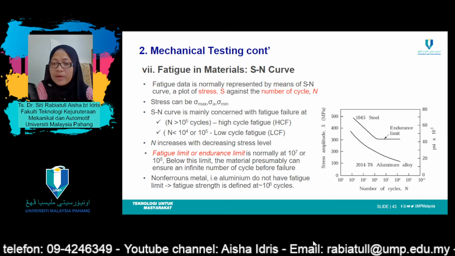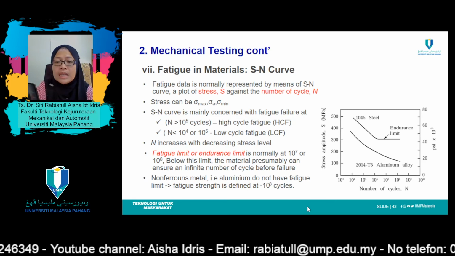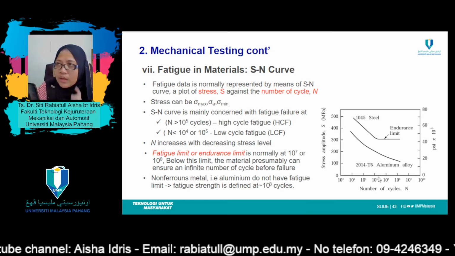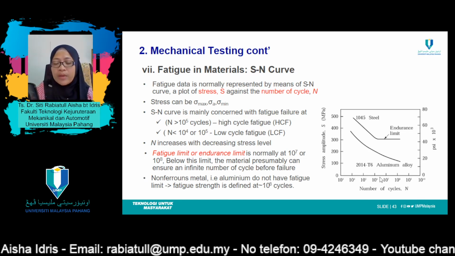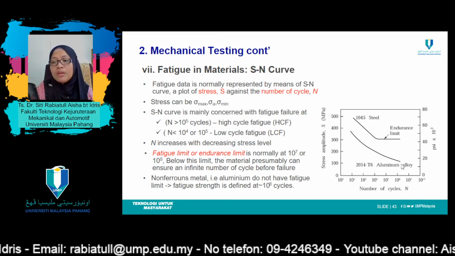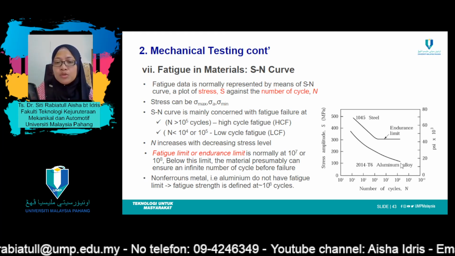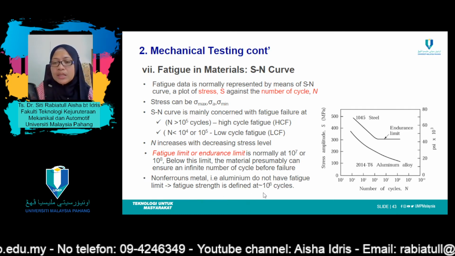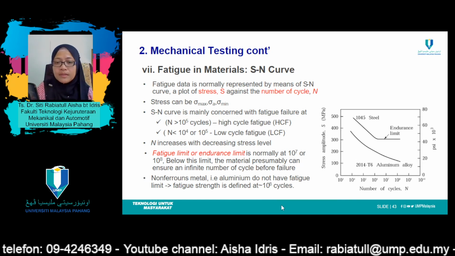However, non-ferrous metals like aluminum alloy do not have a fatigue limit, and that's why when cyclic loading is applied onto a non-ferrous metal, it will rupture faster as compared to ferrous metals. And its fatigue strength is defined at around 10 power of 8 cycles.